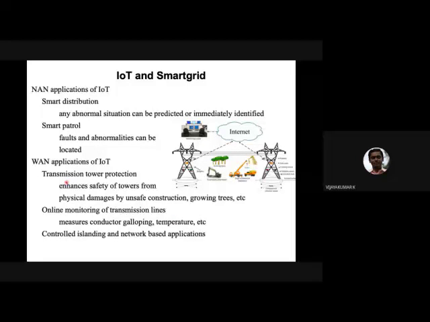And the wide area network is used in transmission tower protection, and it will be useful for online monitoring of the transmission lines. If any fault happens in the conductors or any temperature rise in the transmission line, you can easily identify it using the WAN. At the same time, islanding of a distribution network: the transmission is connected with multiple distribution networks. If any fault happens in a distribution network, you can isolate it, island that system, and operate it.